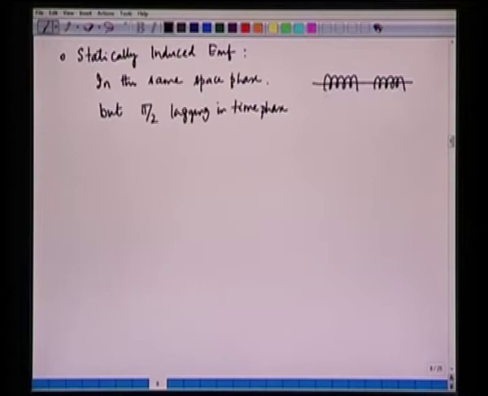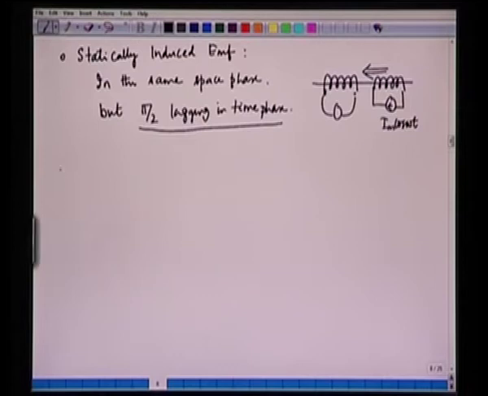Although the second coil here will have the same space phase with respect to this, if I connect a voltmeter here and measure the induced EMF because of a current variation in the first coil, and that is Im cos omega t, this induced EMF will be lagging behind this flux by pi by 2. Whenever I have a current, I will have a flux production, and this induced EMF will be lagging behind the flux in time by pi by 2. So this is an important aspect of statically induced EMF.